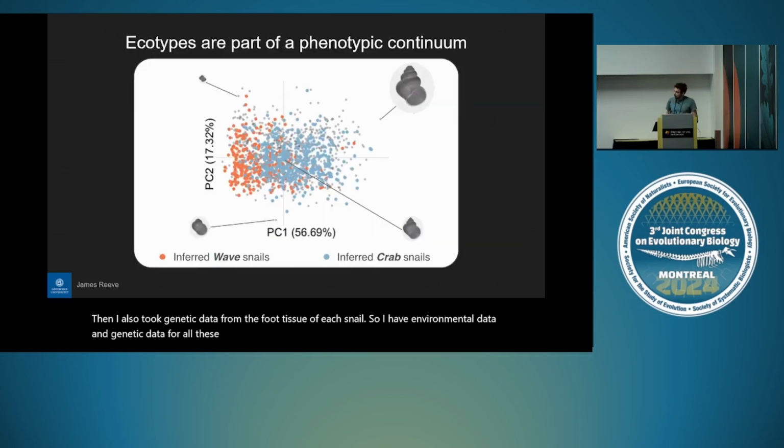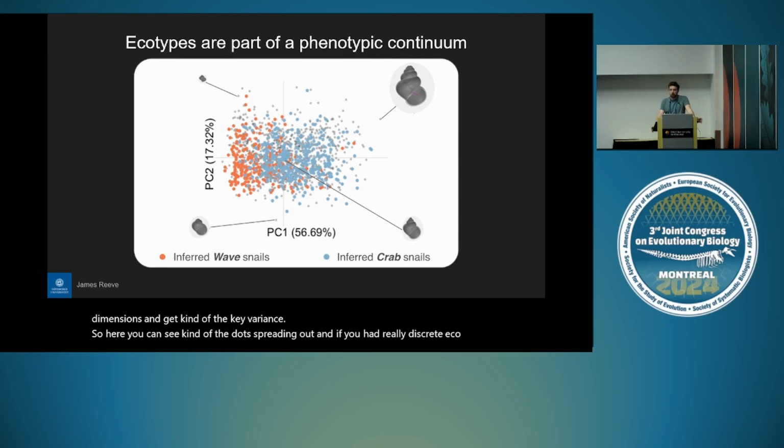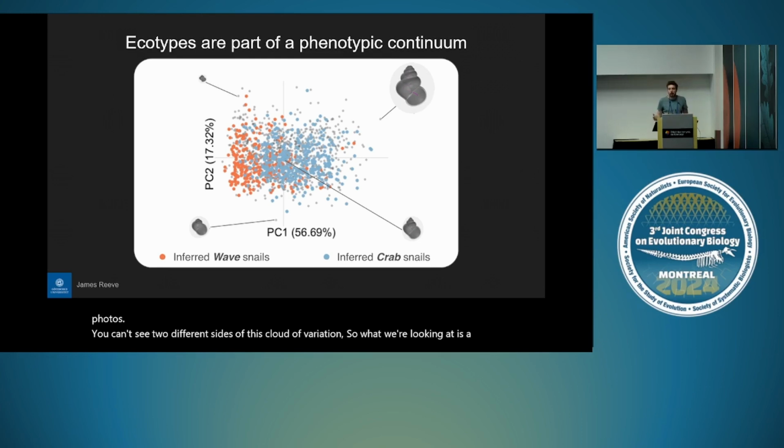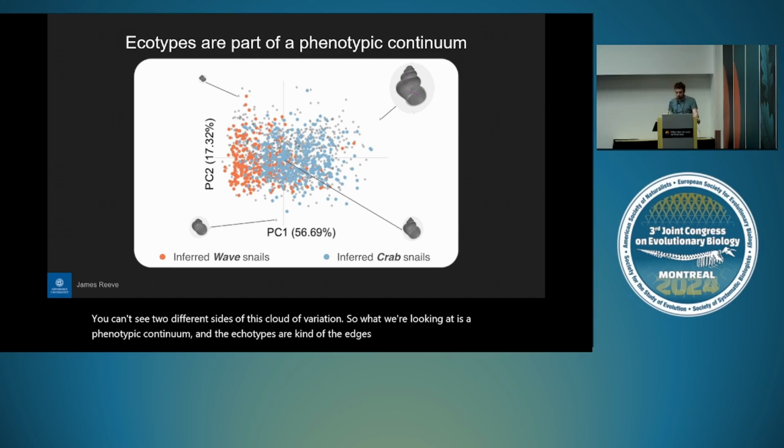Focusing on the phenotypes, I did a PCA to reduce the dimensions and get the key phenotypic variants. So here you can see the dots spreading out, and if you had really discrete ecotypes that had strong phenotypic differences, you'd expect clusters. But instead, it's a cloud of variation, and when we infer the ecotypes based on the shell photos and the environmental photos, you see two different sides of this cloud of variation. So what we're looking at is a phenotypic continuum, and the ecotypes are the edges of this continuum.